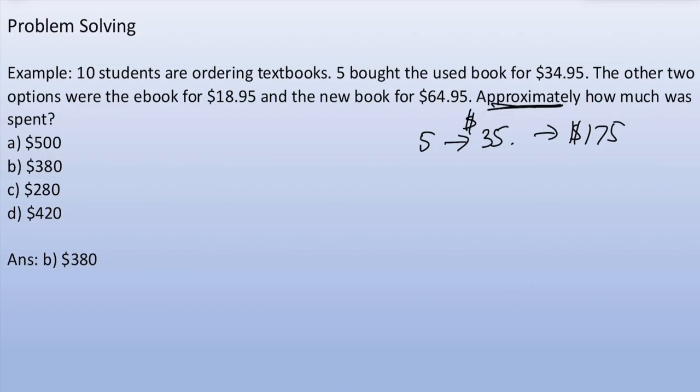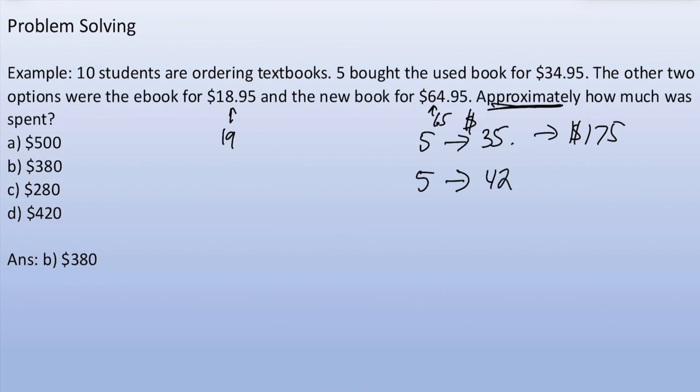Now, the other 2 options were ebooks and a new book. Okay, so we don't know what the other 5 have bought. So if you average this one being 19 and this one being 65, 19 plus 65 is 84, divided by 2, somewhere in between is $42. So the other 5 spent somewhere around that average of $42.